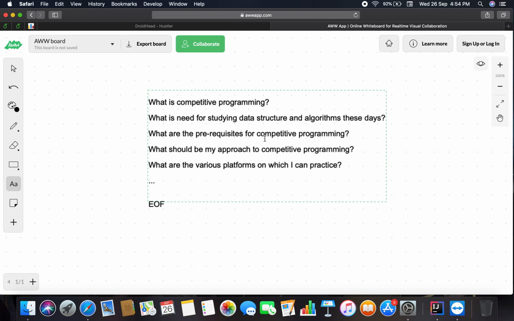So I have decided to compete on Codeforces to basically ace my data structures and algorithms. That would be my approach towards competitive programming: to take one site like Codeforces or CodeChef, and keep solving problems on that. And what are the various platforms on which I can practice? For this question, I can show you the various platforms that can be used for problem solving.